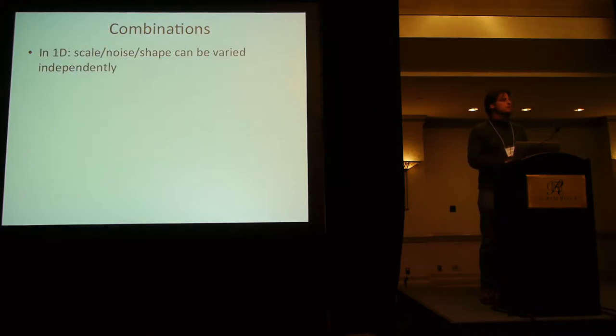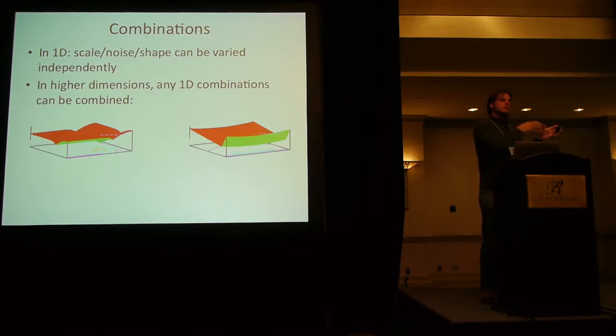And then we can combine these things. So for each shape, scale, and noise level, we can build a one-dimensional prototype. And then for each set of one-dimensional prototypes, we can build multi-dimensional unit tests. For example, on the right-hand side, there's a cliff on one dimension and a quadratic ball on the other dimension. We have a whole range of these combinations.